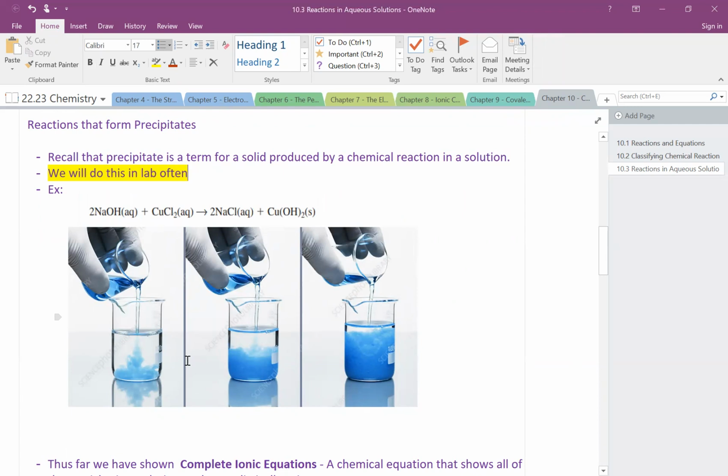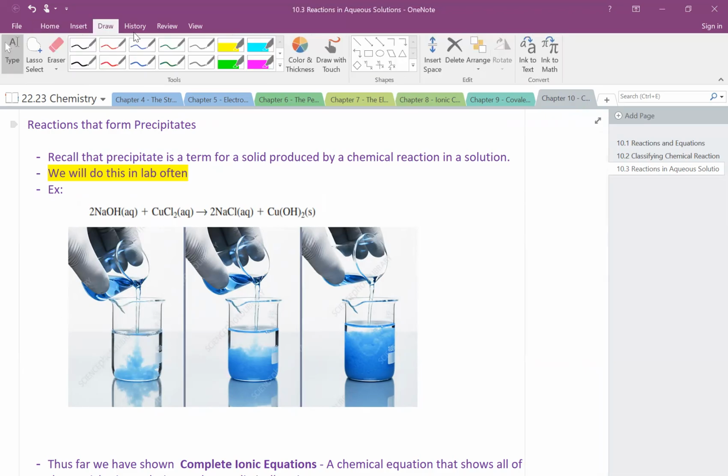So yes, it's watermarked. I just ripped this right off of Google, but it still shows you take some copper II chloride, you mix it with sodium hydroxide, both of which are initially aqueous, right? So if I take a look at the phase, your sodium hydroxide and your copper II chloride are both aqueous. The sodium hydroxide is in this beaker. It's normally clear, and your blue copper II chloride is in the other beaker.